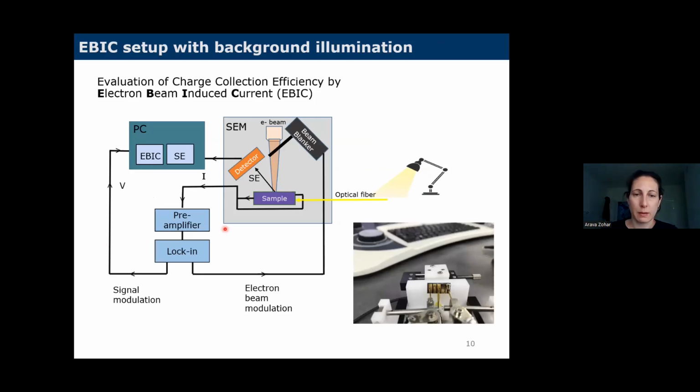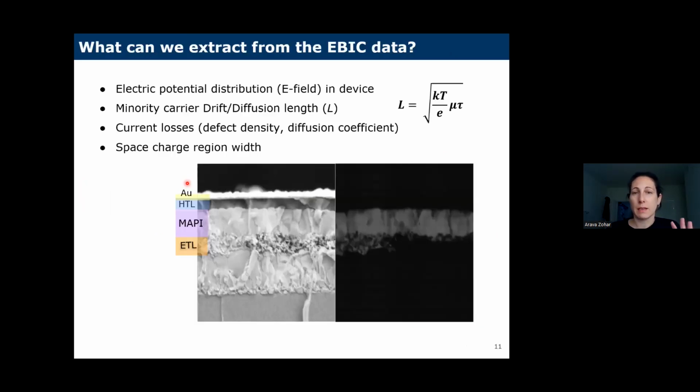So back to the scheme, because I promised to explain it. This is my sample, and I'm collecting the current and amplifying it. I can also use a beam blanker and look into the signal to be more accurate, but it doesn't necessarily have to work like this. At the same time, I'm getting the secondary image, so basically I get two images simultaneously from the same scan of the beam.